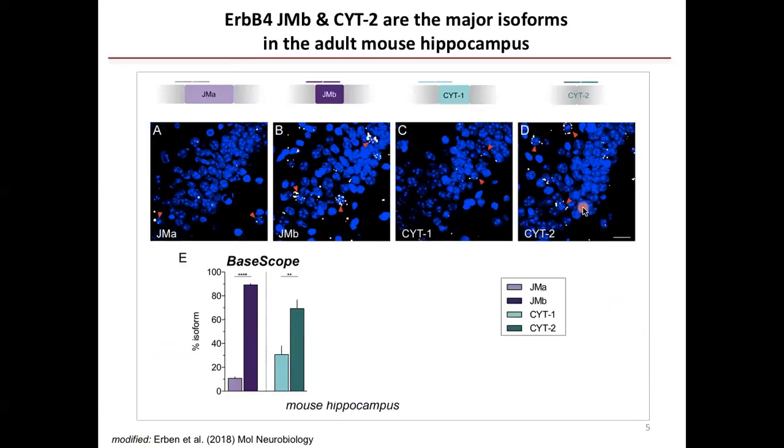And as I showed earlier, there are 4 ErbB4 isoforms, and the ErbB4 transcript is either JMa or JMb in the juxtamembrane, and then either CYT-1 or CYT-2 in the cytoplasmic domain. Both the qualitative and quantitative analysis in the mouse hippocampus showed that JMb and CYT-2 are the 2 major ErbB4 isoforms in mouse hippocampus, comprising about 85% and 70% of ErbB4 transcript.